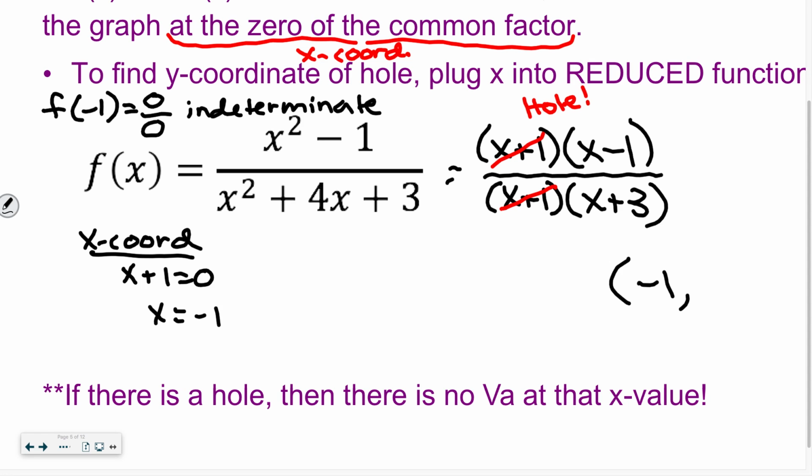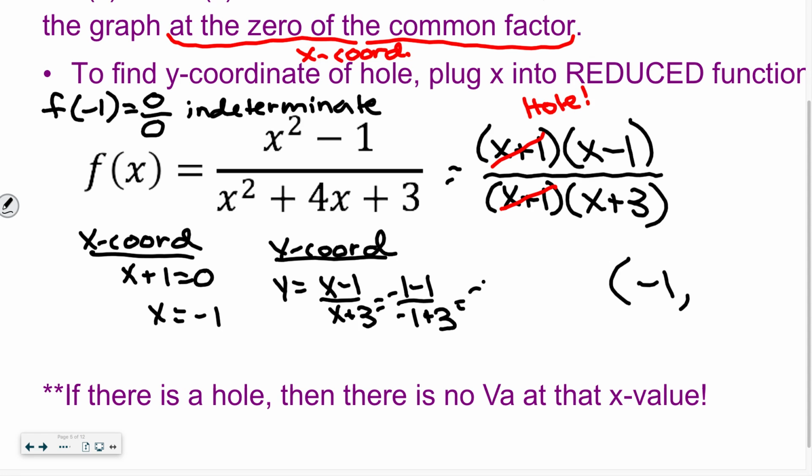So we're going to plug it into x minus 1 over x plus 3 without the factor of x plus 1, the one we cancel. So for the y coordinate, I'm doing y equals x minus 1 over x plus 3, which is -1 minus 1 over -1 plus 3. So -2 over 2. And my y coordinate is -1.